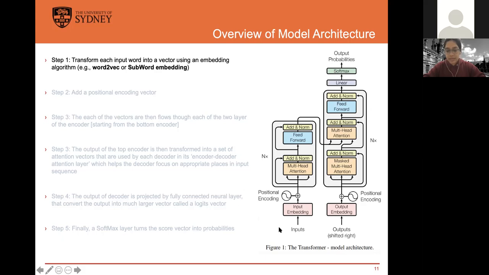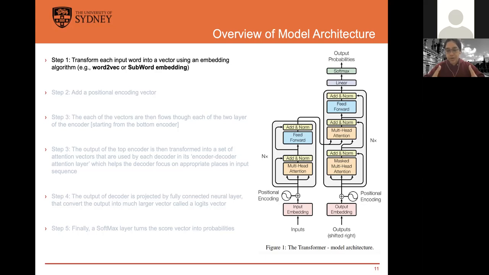So here, since the model was built for machine translation, the example I'll be referring to is also a translation problem. Say it can be English to French translation or French to English translation, whatever. So your data is a sequence of words, right? So your input is a sequence of words.